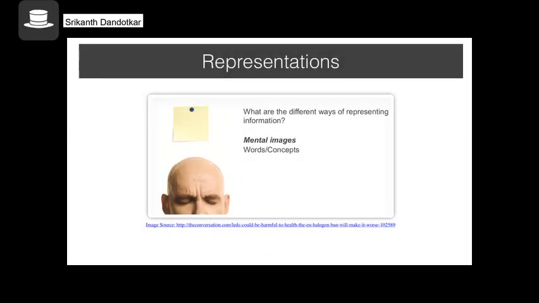So coming to the representations. Now, how do we represent the information? In other words, how do we represent the objects or ideas in the real world in our mind? Well, according to the scientists, there are two different ways we can represent information or objects or ideas in the real world. One is in the form of pictures or images. It's called mental images. The other is more abstract, in the form of words or concepts.